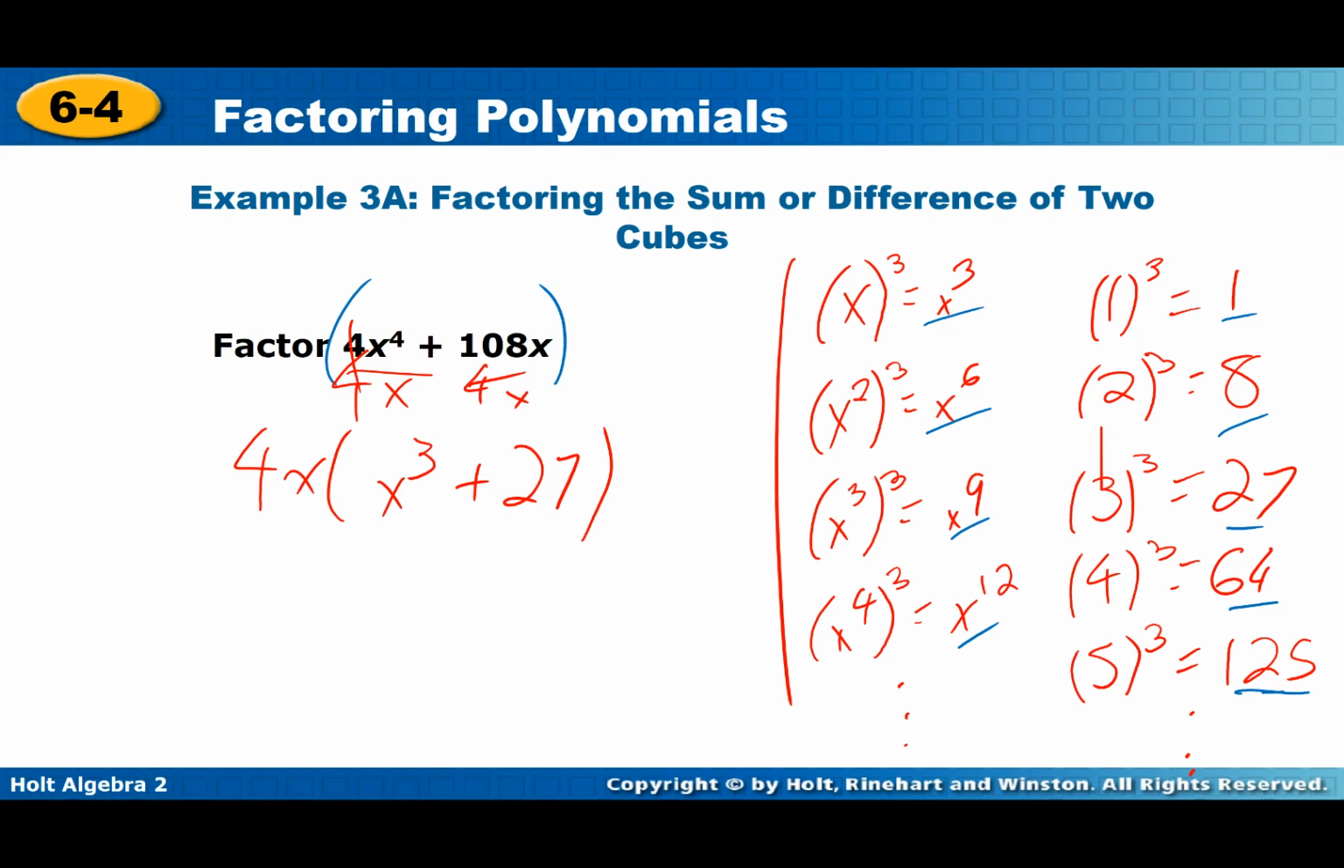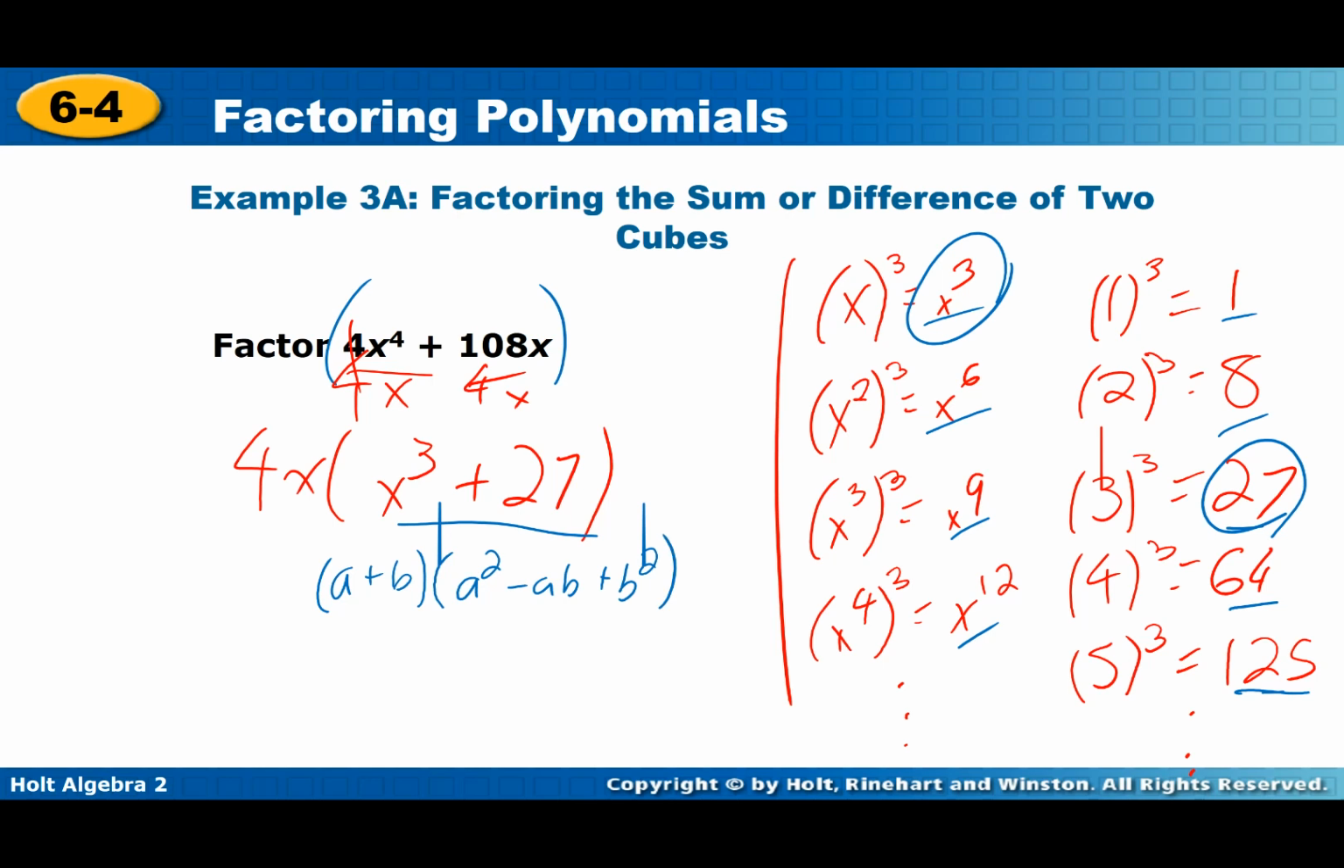But now, what I really want to bring to your attention is x to the third plus 27. This is a sum of cubes. I'm adding 2 perfect cubes. x to the third is a perfect cube, and 27 is a perfect cube. So our sum of cubes formula was a plus b, times a squared minus ab plus b squared.